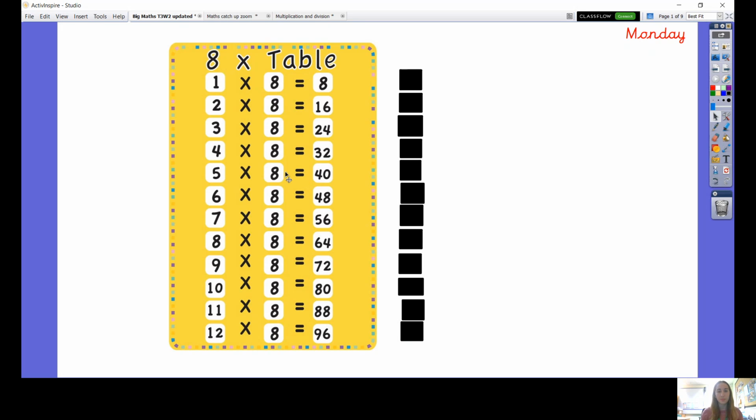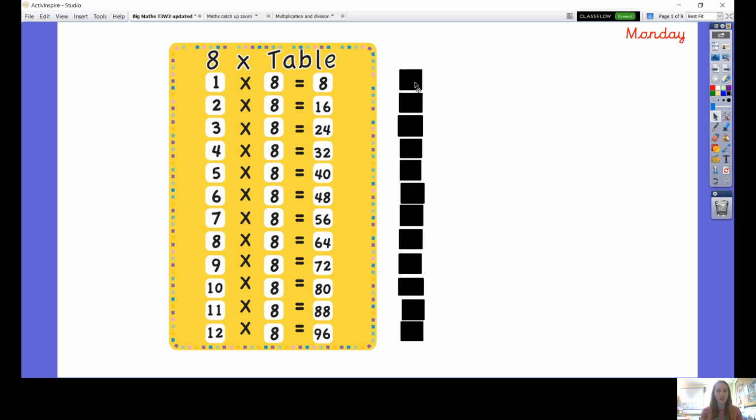Okay. So a little bit faster this time. We're just going to read through the multiples. Okay, so again, please join in. You can do it quietly if you want to, or you might use a loud voice if there's nobody else around. And we'll just read through, imagining we're starting on 0 and counting in 8s. So 8, 16, 24, 32, 40, 48, 56, 64, 72, 80, 88, and 96.